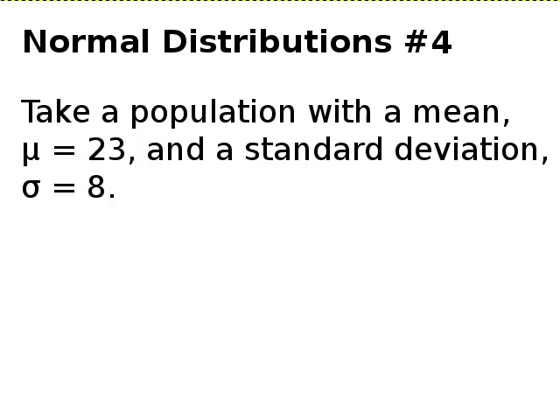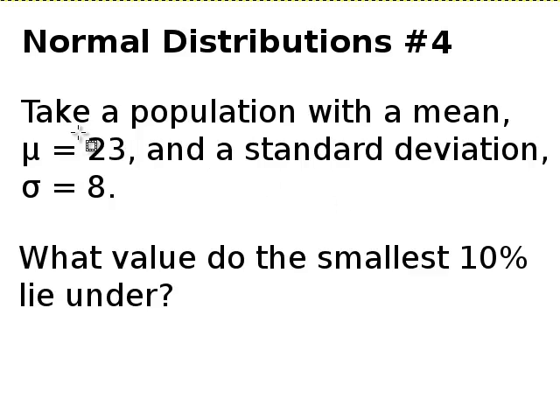In number 3, we were looking at answering probability questions where you are given some values and you're asked a probability. This time we're going to be asked them in reverse. You take a population with a mean and a standard deviation, and we are asked to find the value below which the smallest 10% of values lie.